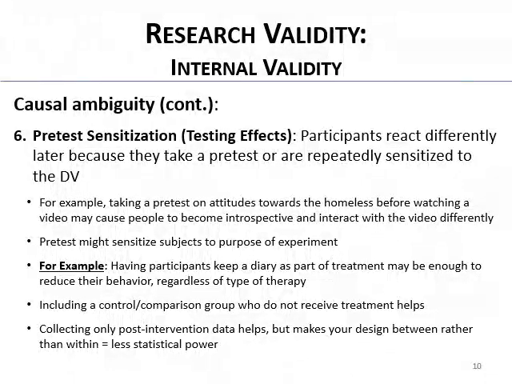So another way to fight it is don't do pretests. So just do what we call a post-only design or a post-only intervention. So you randomly assign two groups. One gets the treatment, one ends up in the comparison group, and you just measure them one time afterwards. There is no pretest to sensitize them. The good part of this is you don't have pretest sensitization. The downside is you have less statistical power. So remember that within groups designs tend to be more powerful.